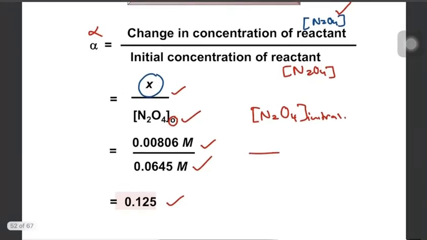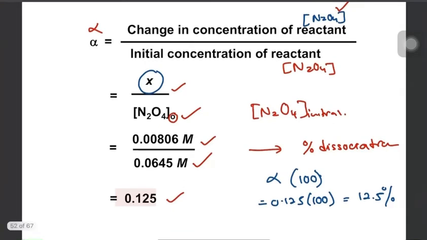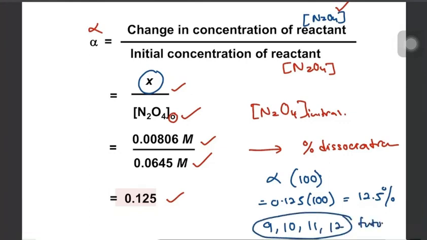Now, if this question continued, what is the percentage dissociation? All you have to do is take the alpha multiplied by 100%, which is 0.125 times 100 equals 12.5%. Okay, are we clear so far? This is very simple. Degree of dissociation is very simple. So you can actually do 4 questions, question 9, 10, 11, and 12 in your tutorial.